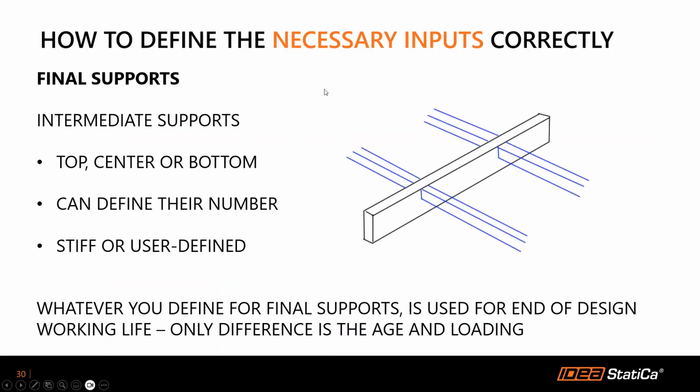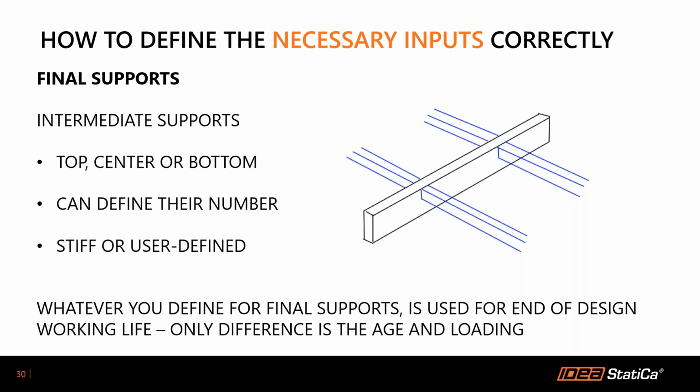During the final support design stage, I have the option to input intermediate supports. These can help with stability issues, and we can input 1, 2, or however many we need in our beam. Intermediate supports can be placed at the top of the cross section, at the center, or at the bottom. We can define their number, and they can be stiff or user defined. And whatever I define at the final supports design situation is used for the end of design working life.